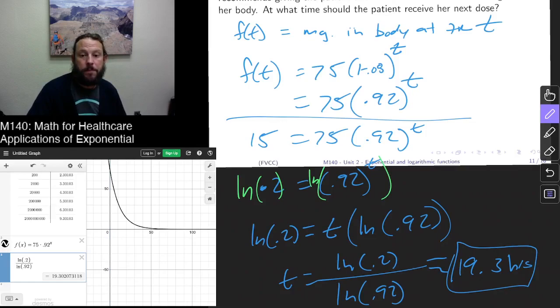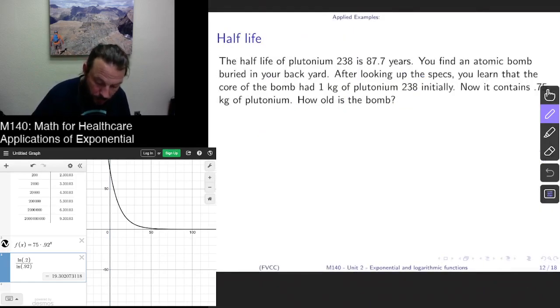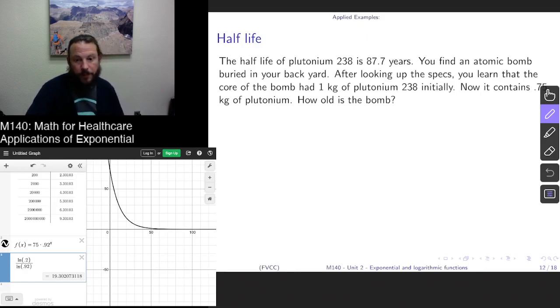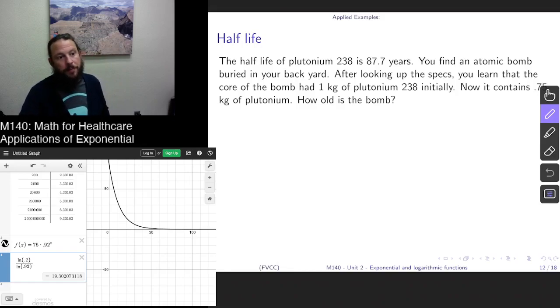All right, let's see our next example. So here we have the half-life of plutonium. Now, I'm going to stop this lecture here because it seems like I've talked more than I thought, and I'm at the 23-minute mark, and I don't want to make these too long. So I'll call this part 1, and we'll do applications of exponential logs part 2.